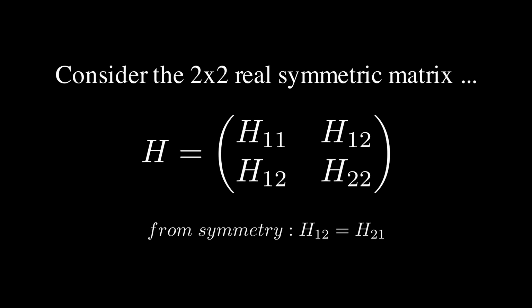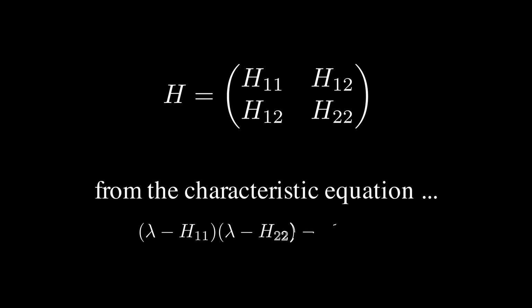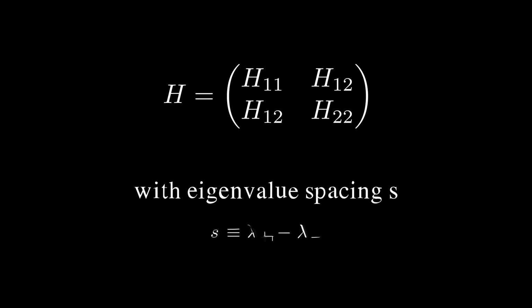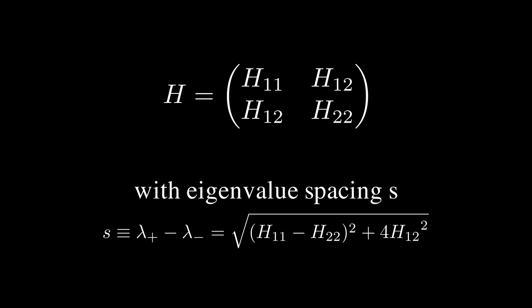Now we want to get the eigenvalues of this matrix, so we have to solve the characteristic equation. And in this case, it's just a quadratic polynomial in the eigenvalues lambda, so it's not too hard to solve. We obtain 2 eigenvalues, lambda plus and lambda minus, and to get the spacing, we just take their difference. And we always sort them in increasing order so that the spacing is always positive.